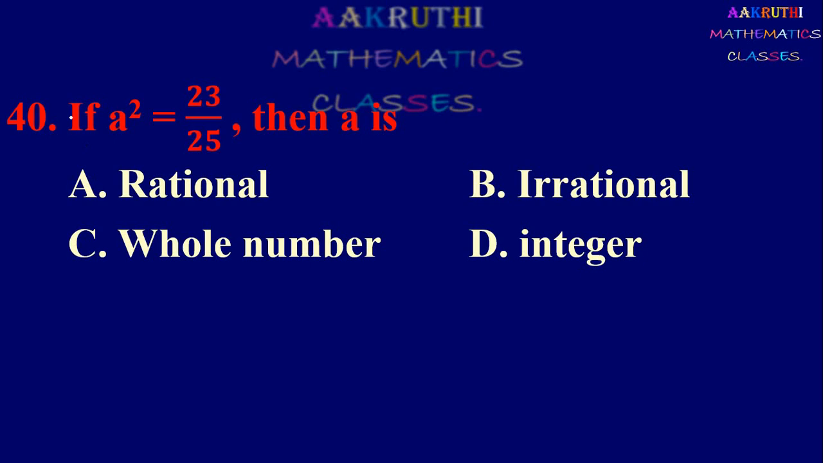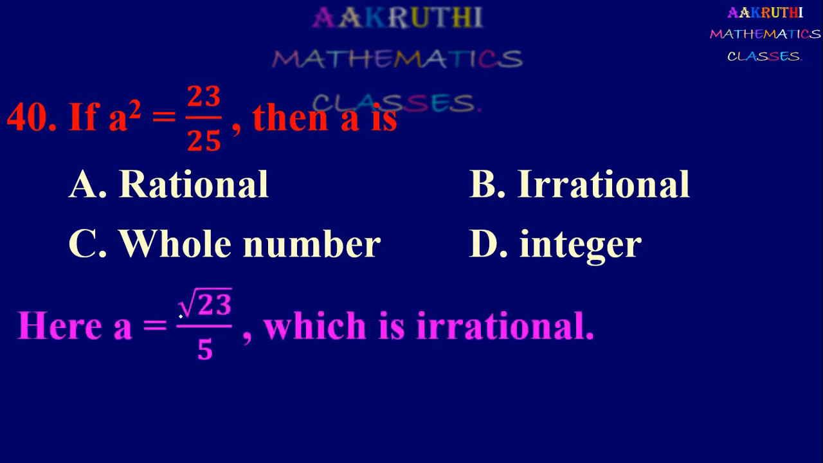So next question, question number 40. If A square is 23 by 25, then A is. So here A square is 23 by 25 and we have to find the A value. So here the A value is root of 23 by 5. That is, A square is 23 by 25, then A equal to root of 23 by root 25. Root 25 is 5. So therefore we get A equal to root 23 by 5.